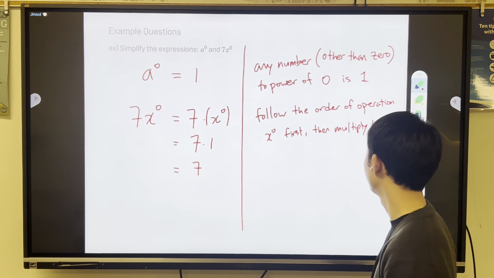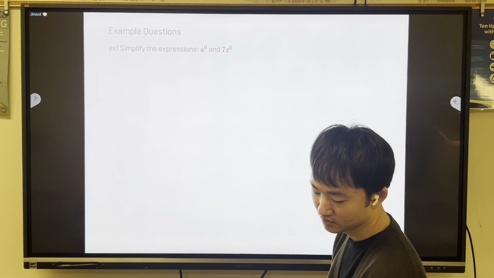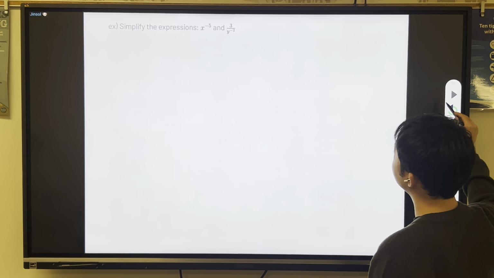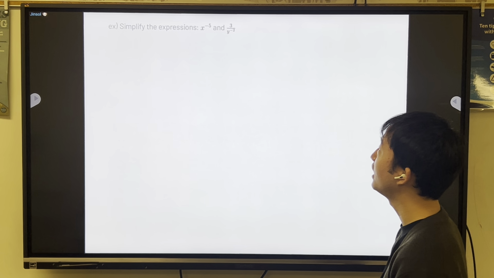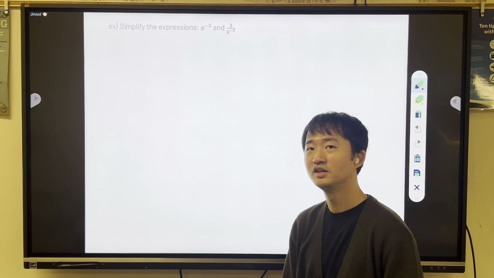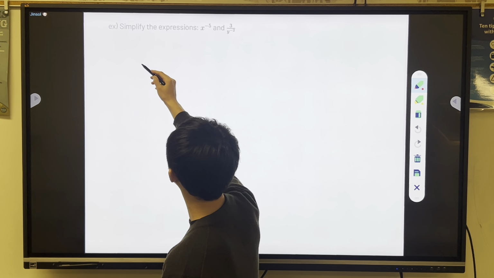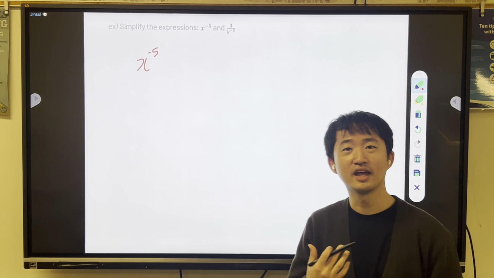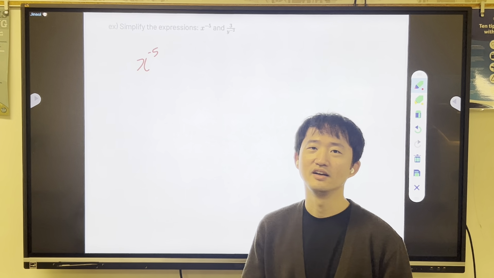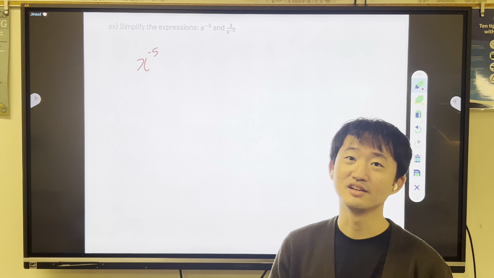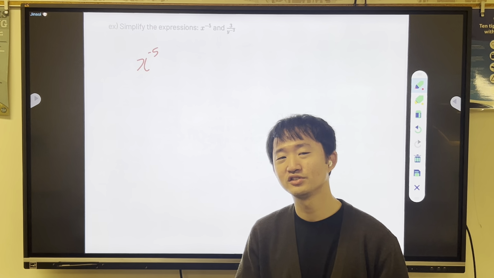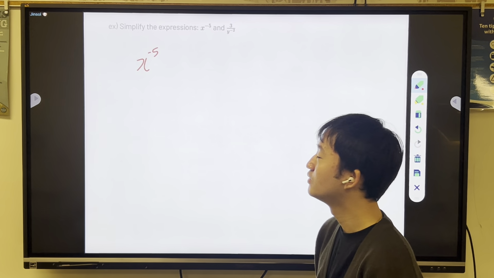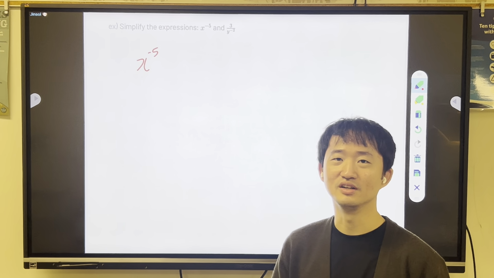Let's move on to the second example question. Simplify the expressions x power of negative 5 and 3 over y power of negative 2. So these are the negative exponents. Well, what we know about negative exponents is that the negative exponents work as a ticket to go to the other side. In this case, the other side refers to the numerator and the denominator sides. In other words, we find the reciprocal of it.